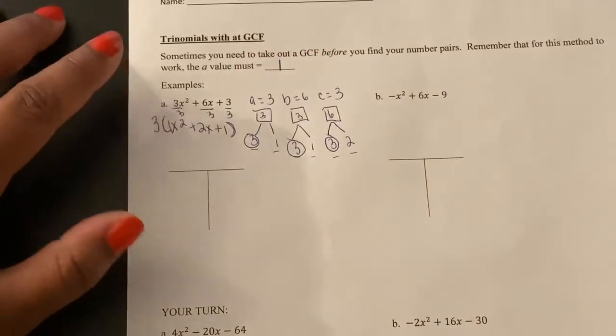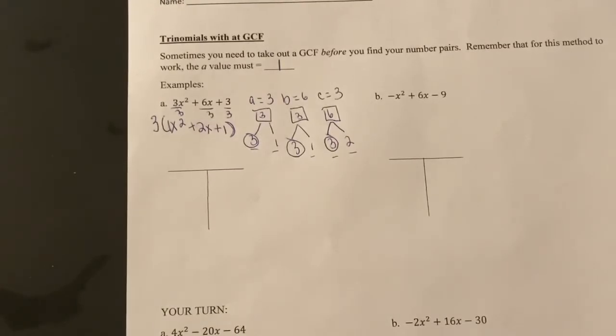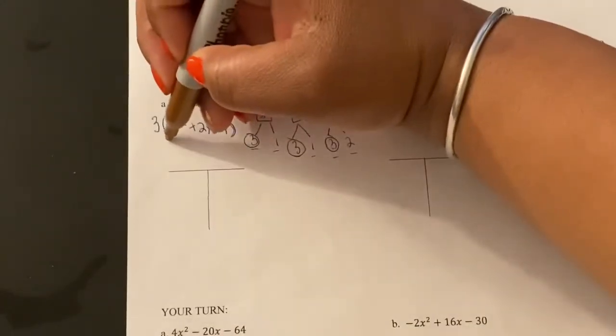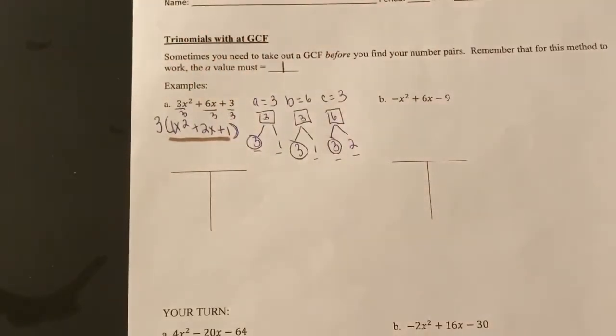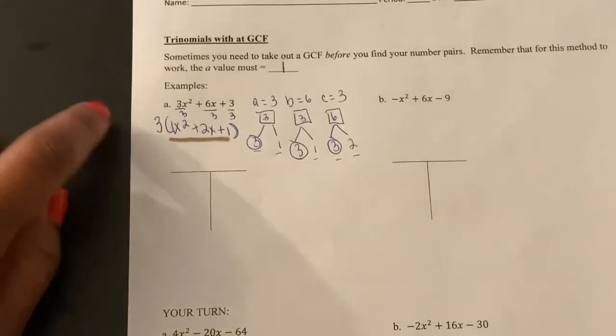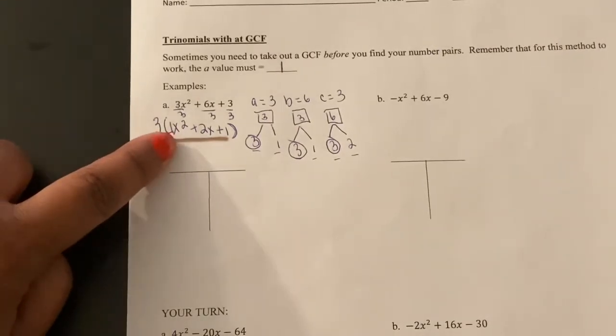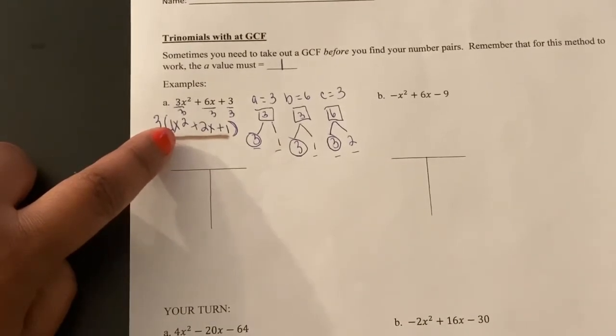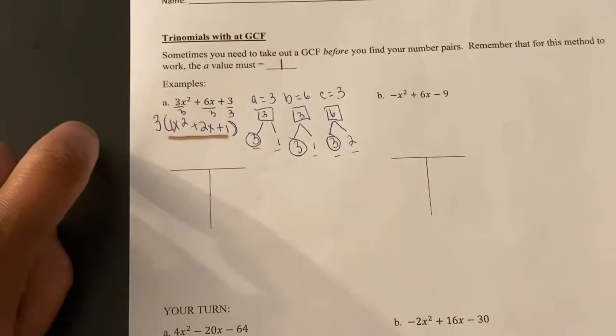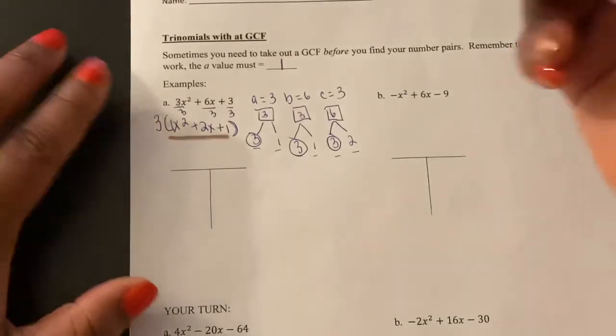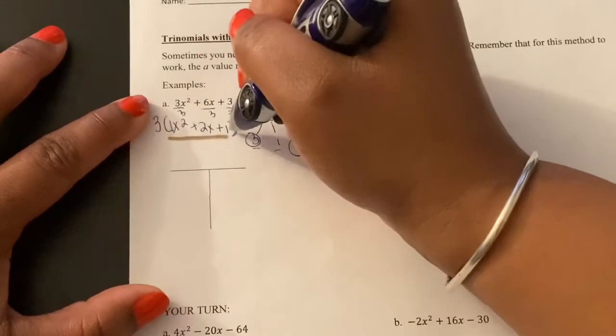And if you see here, ta-da, I have a trinomial in these parentheses that has an a value that's equal to 1. And that's what you're looking for, ladies and gentlemen. You're looking for taking out a GCF first so that you can have a trinomial in your parentheses that has an a value that's equal to 1. Okay. So now that we have this, we can factor our trinomial using our number pairs method. We have to find the factors of c that add to make b.